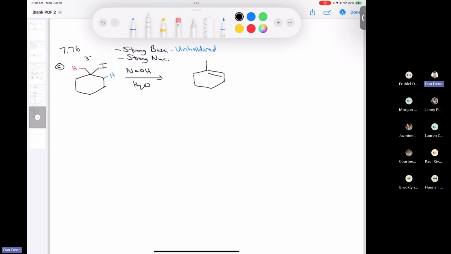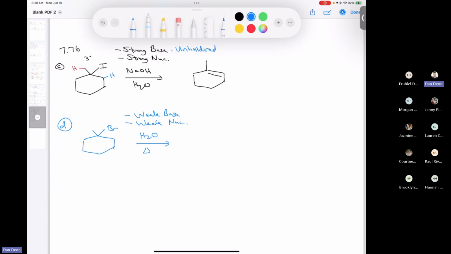Okay. Let's try D. I can't even read my own handwriting. Okay, let's see here. We have another tertiary alkyl halide. So now we're going to treat it with water, and we're going to heat that. Now remember, water is a weak base, and it is a weak nucleophile. Okay, weak base and weak nucleophile.